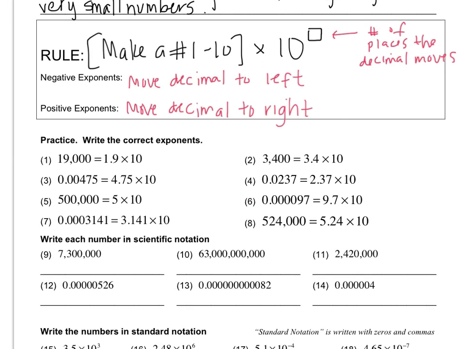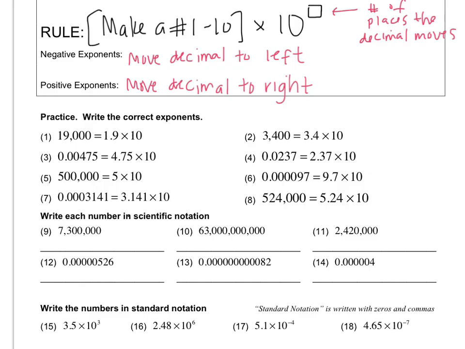So let's decide what our exponents should be. Here we have a number between 1 and 10, 1.9, and we're multiplying by 10 to a certain exponent. The exponent is missing because that's what we have to find. Here they put the decimal between the 1 and the 9, and it moved all the way over here. How many places did the decimal move? It moved 4 to the right, so the exponent is 4 because it's positive and I went to the right.